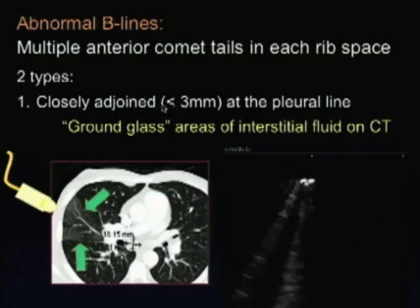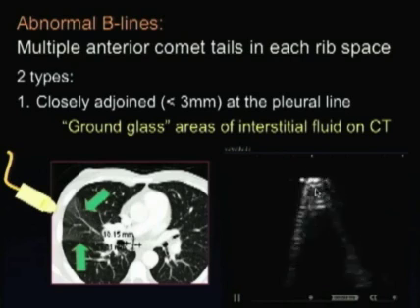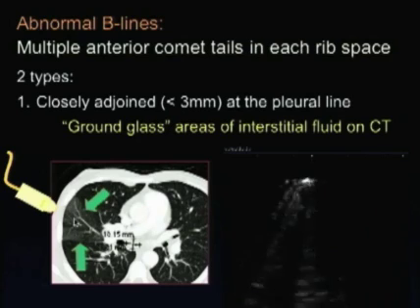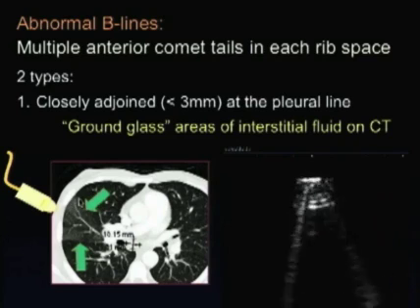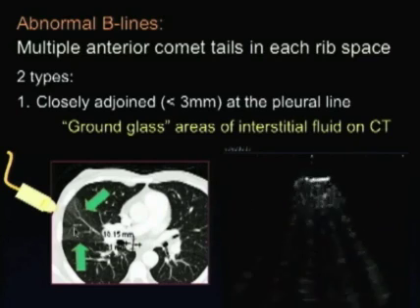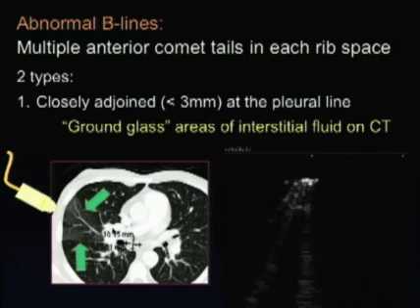2 different kinds of B-lines have been described. First, those that come straight from the pleural line and are very closely based here. And these are considered to be arising probably from alveolar walls right up contiguous with the pleura here. On CT, these are equivalent to the ground glass areas of interstitial fluid that can be seen in this image here.